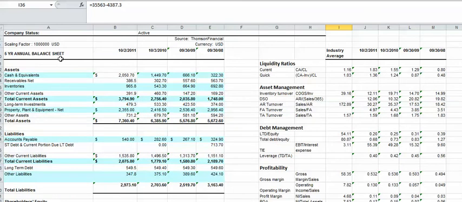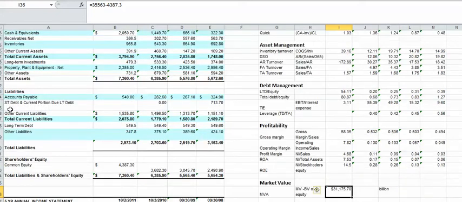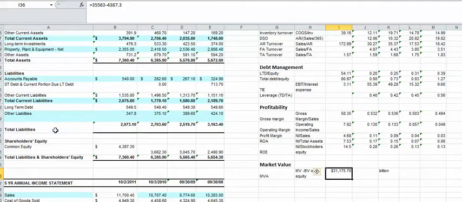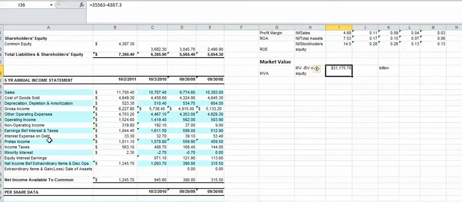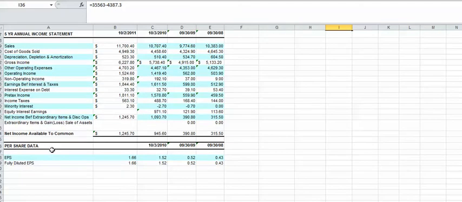You can see that their balance sheet looks pretty normal. It looks like the one we looked at in the last video. They've got the normal current assets, long-term investments, property, plant, and equipment, accounts payable, short-term debt, the current portion of their long-term debt, and stockholders' equity. And then they have their income statement: cost of goods sold, depreciation, gross income, or gross margin, operating income, income tax, and finally down here, net income.